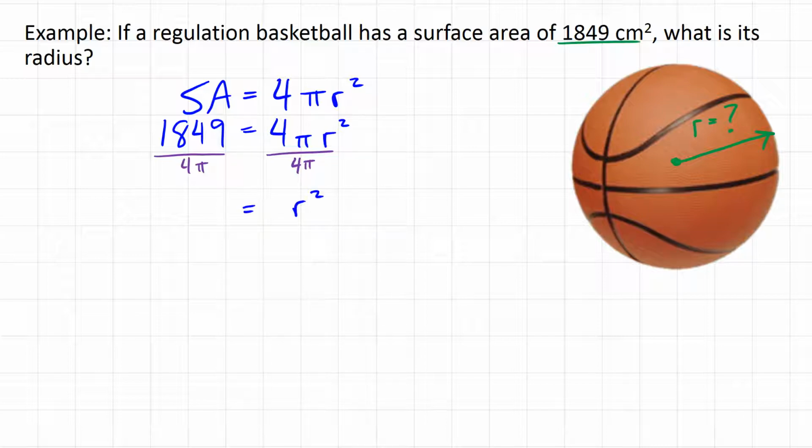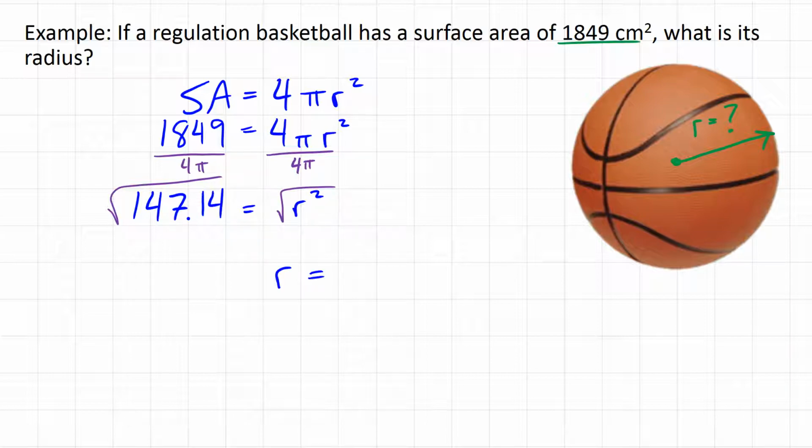And so to do 1,849, you can divide it by 4 times pi together, or you can divide it by 4 and then divide it by pi. So you should get 147.14 on the left-hand side. And now we have r squared is equal to that number. And so to get rid of a squared, we have to take a square root. That's going to leave us with just the radius.